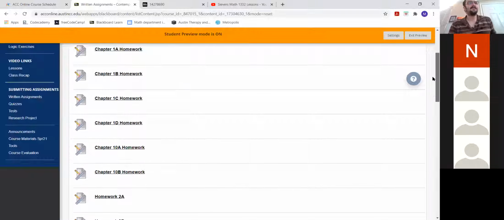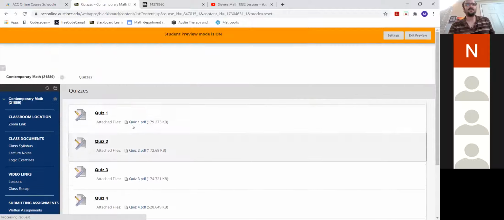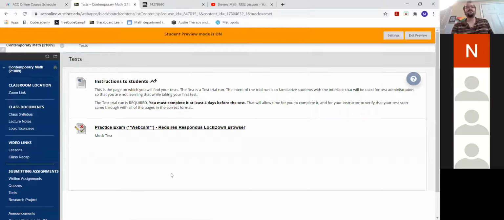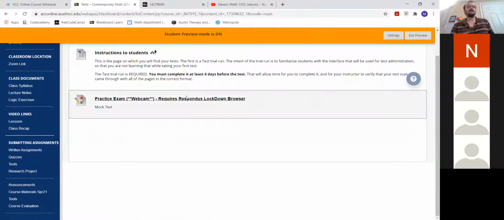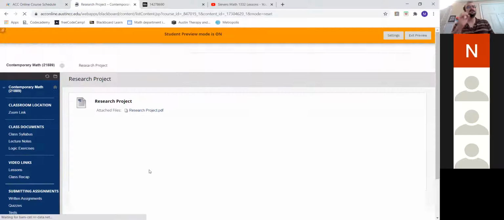This is where you will submit your homework and these written assignments. This is where you will submit your quiz. So the quiz itself is here. If you want to submit it, it's this button. Your test, when you take the test, there's a practice exam you can start with to see what taking the test is going to be like. The test will pop up in here whenever it's time to take the test. So I know they're not showing up right now, but this is where they'll pop up.